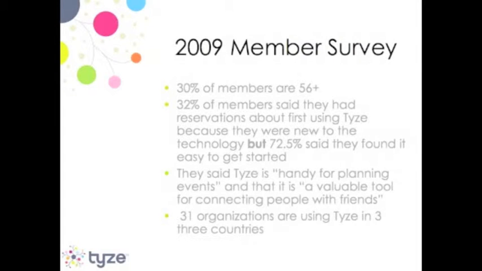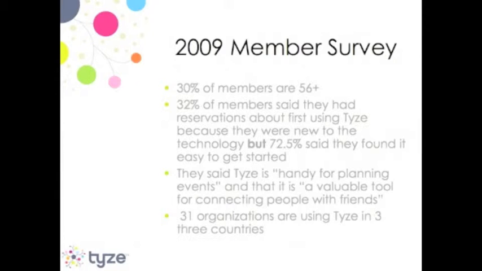Here's a little bit about some of our results. So far, Tyze is 18 months old, by the way, as a business, so we're pretty new and green. Some interesting things about us, though. 30% of our members are 56. That's really kind of right smack in the middle of the caregiver generation and the sandwich generation in lots of ways. 32% had reservations about even trying Tyze initially, but found it easy to use.